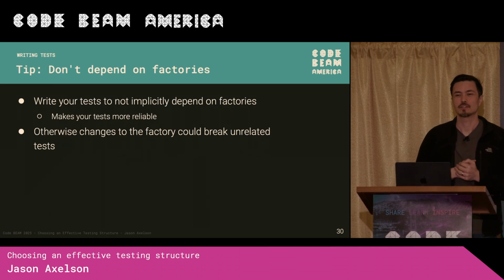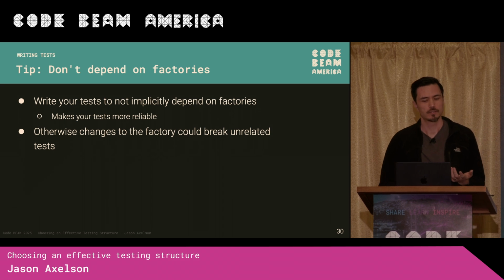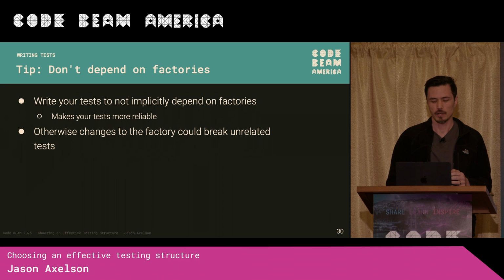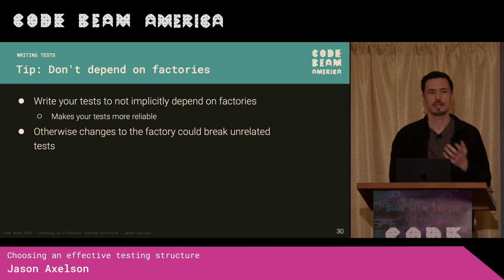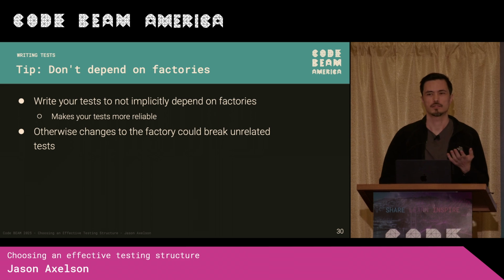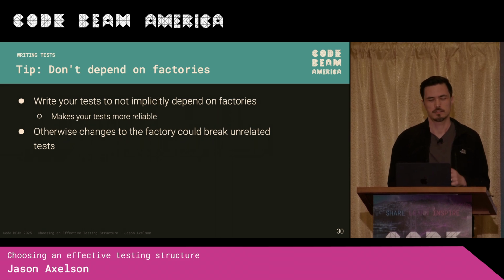Another tip is to not depend on values from factories. Whenever you're writing tests, I think you shouldn't depend on any of the values from the factories themselves, like any of the default names or properties, because then if you make any changes to the factory, you suddenly have a whole bunch of test breakages that are not really related to the code that you're testing.